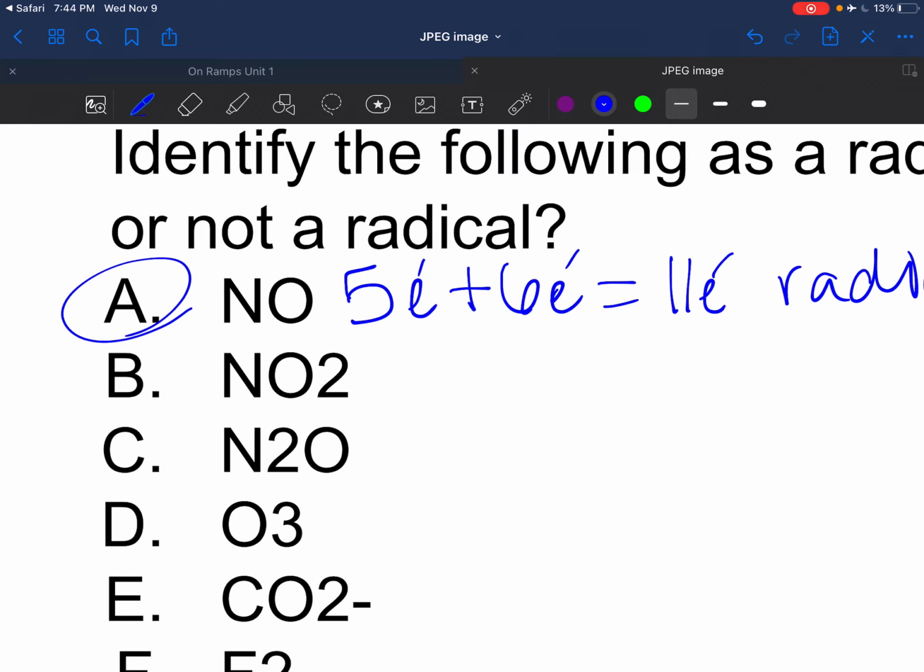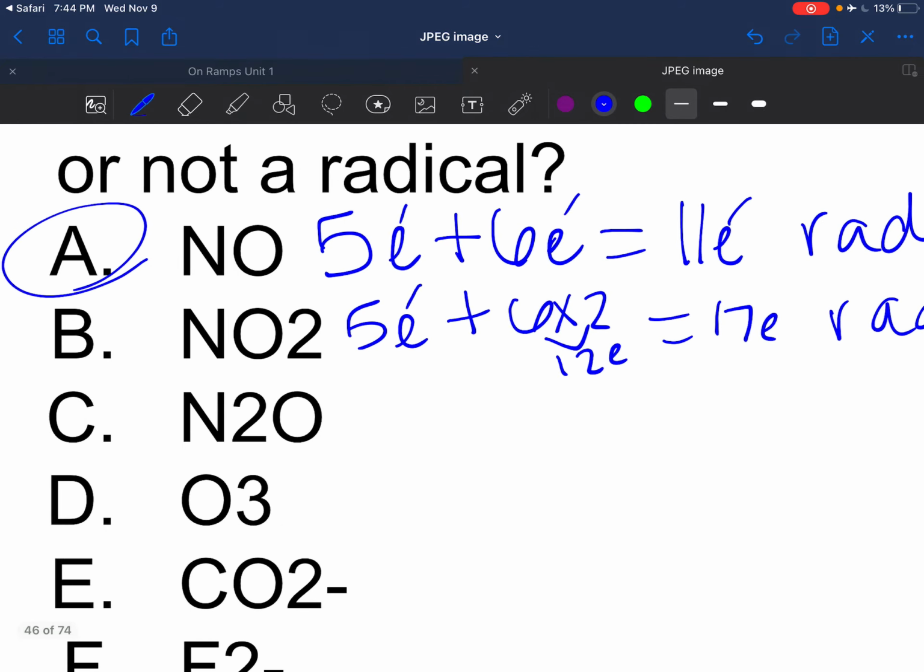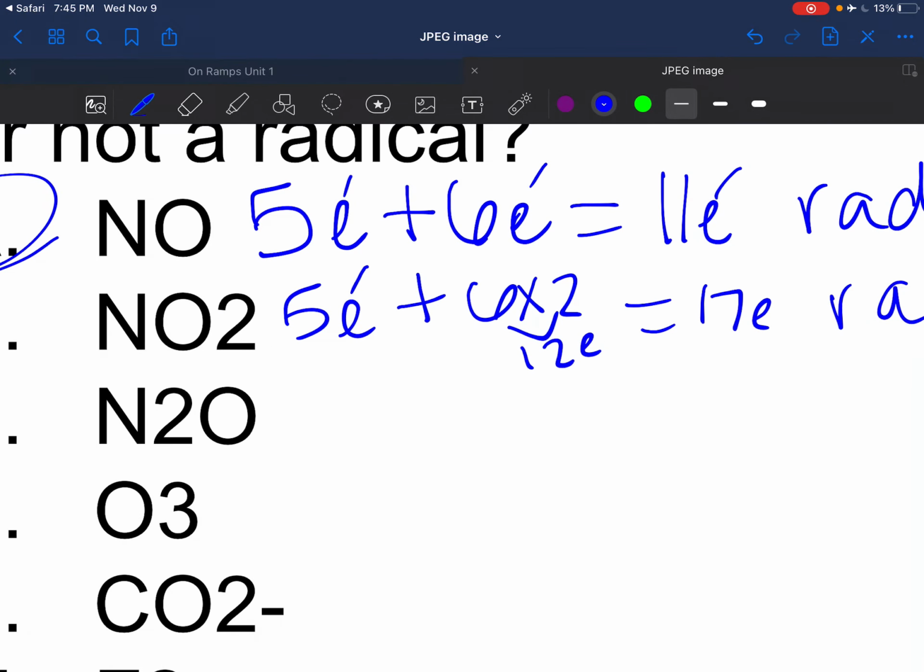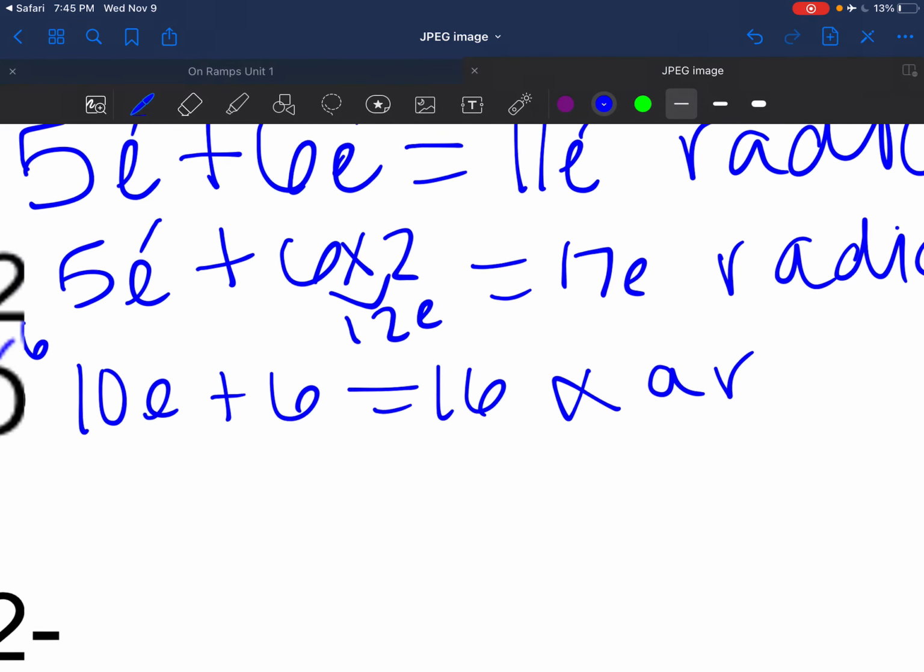Okay, now let's go to the next one. Again, nitrogen has 5 electrons. Oxygen has 6 valence electrons. So we're going to multiply that by 2, which should give us 12. So 12 plus 5, that's still going to give us 17 electrons. So it is a radical. N2O. N, again, is 5. We're going to multiply it by 2 to get us 10 electrons. O is 6. 10 plus 6 is 16. So this is not a radical.